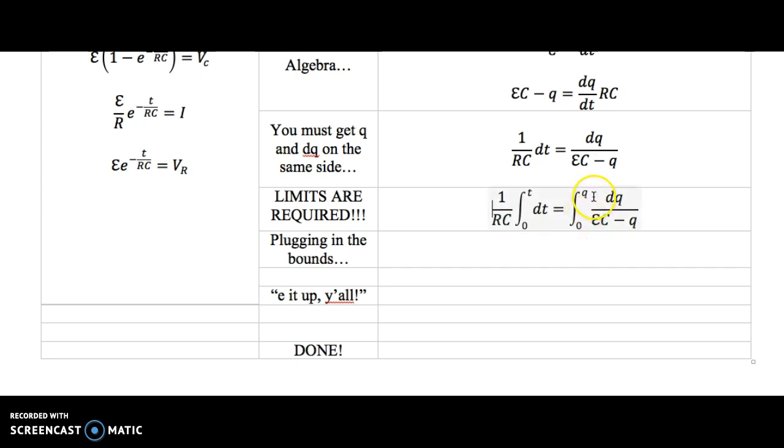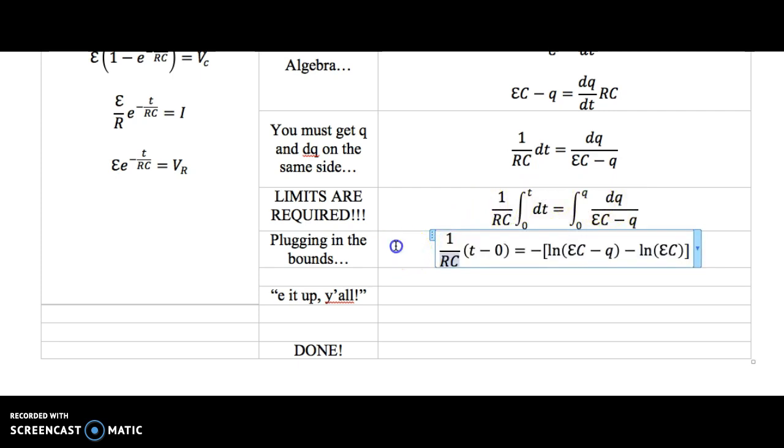So 0 to Q, which is the charge at some random time later, and starting at 0 seconds, going all the way to t seconds, whenever the charge is what we're looking for. Those are our limits. The 1 over C is out here, of course, because those are constants. They don't affect how we do the integration. This one is just going to turn into t, and this you should recognize as being something related to natural log.